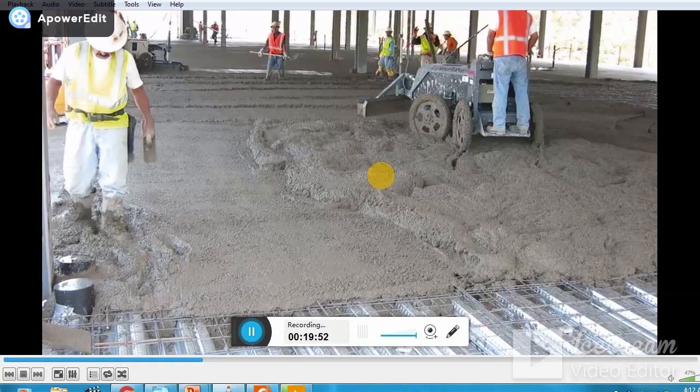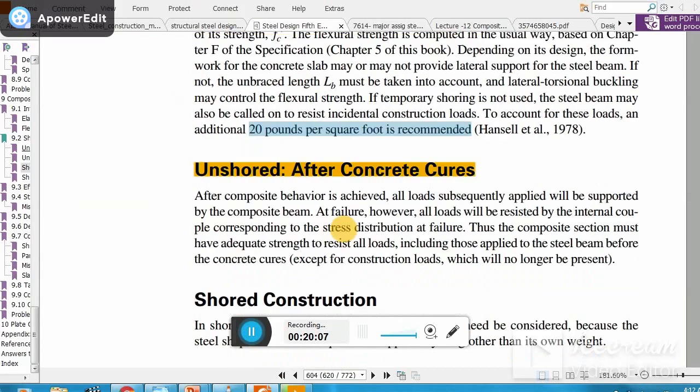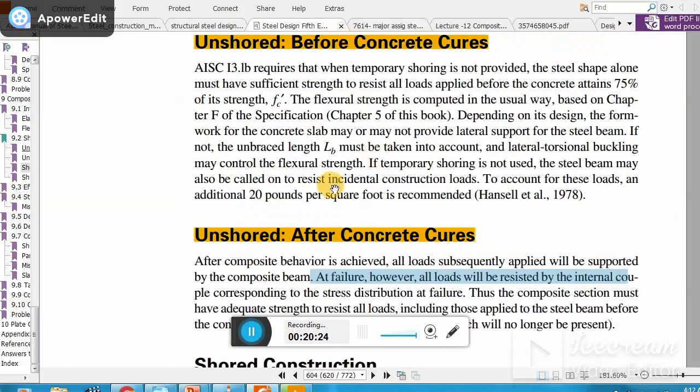Before 28 days means when concrete is not covered, and after 28 days means when concrete is covered. We will design for these two stages, and you will see it in the example. Clear? So after composite behavior is achieved, with the concrete cover, up to 28 days, all loads subsequently applied will be supported by the composite beam. Look, this is the basic difference between these two.